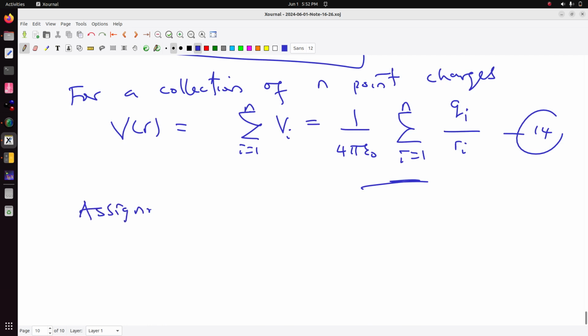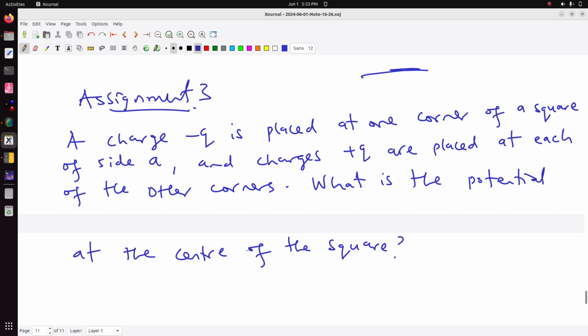So let me give the final assignment, which is the third one. A charge minus Q is placed at one corner of a square of side A, and charges plus Q are placed at each of the other corners. So it means there are three, because there are four corners. One is minus Q, placed at one corner. The remaining three corners have charge plus Q. So the question is, what is the potential at the center of the square? So you have to consider the contribution of the four charges at the center of the square.